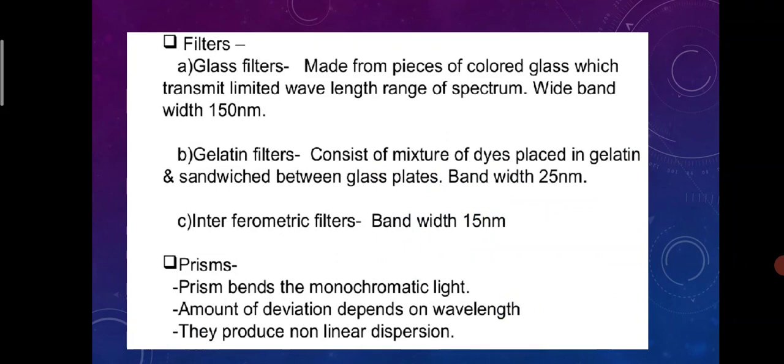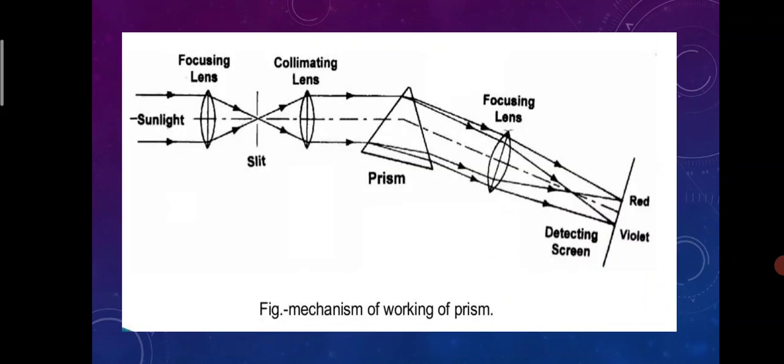And next we go for the prisms. The prism bends the monochromatic light. The amount of deviation depends on wavelength. They produce non-linear dispersion.